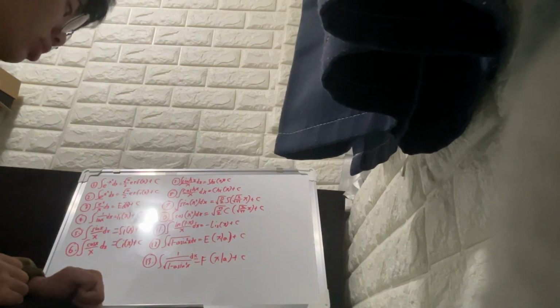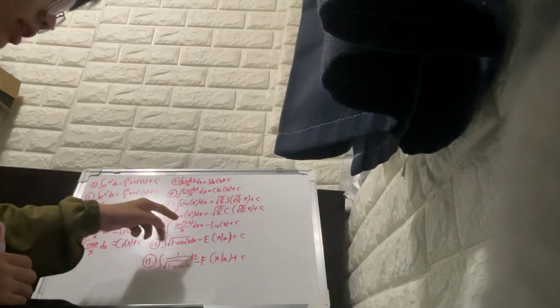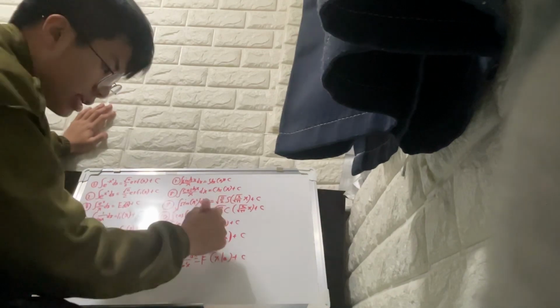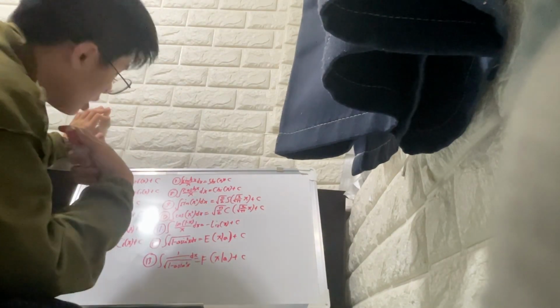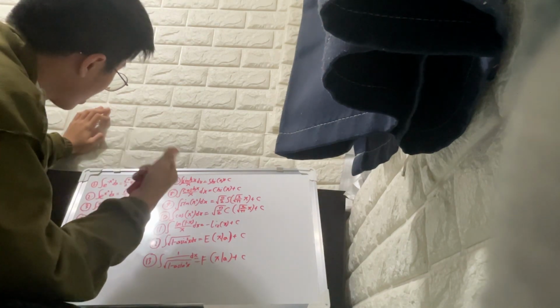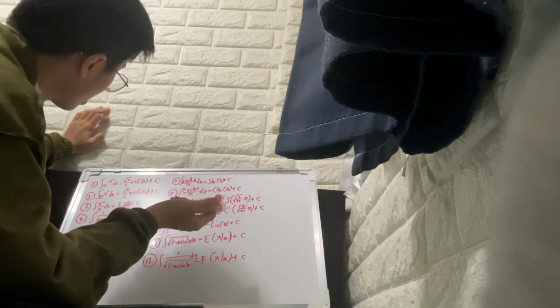And then number 12, the integral of square root of 1 minus a sine squared x. And here a is a constant, just any constant. Even 0, I think, might be okay. And the integral of square root of 1 minus a sine squared x in this form, we're going to get E of E. It's called the elliptic integral, I think.